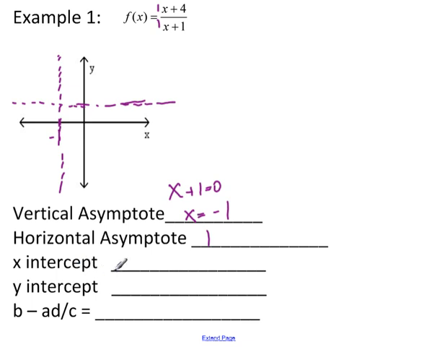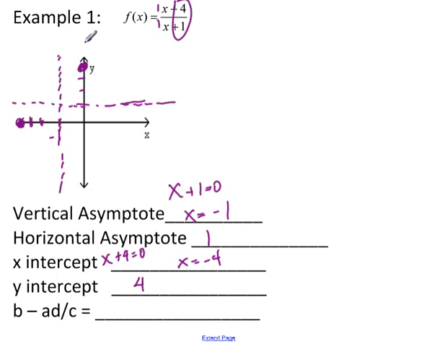X-intercept is going to be when our top equals 0. So x plus 4 equals 0. Subtract your 4, so x equals negative 4. So here's negative 1. I got negative 2, 3, 4. That means our graph is going to go through negative 4 over here. Y-intercept are our back numbers, which are also just going to be 4 over 1. So it's just 4. 1, 2, 3, 4 goes there. So that's all the information that we need.